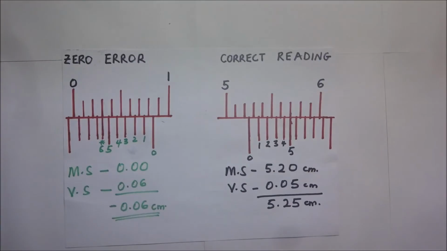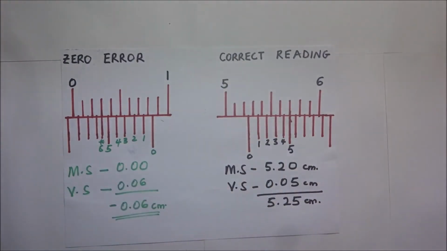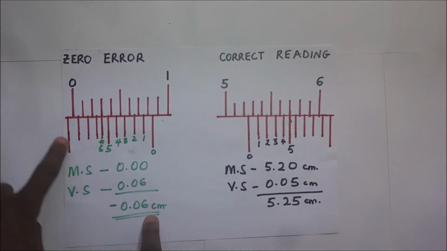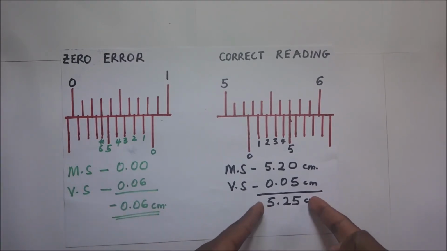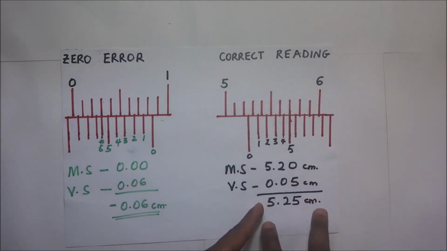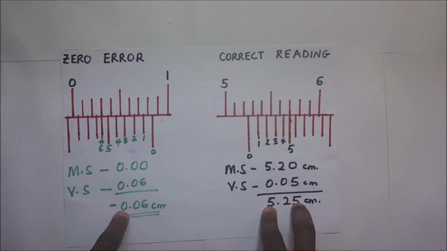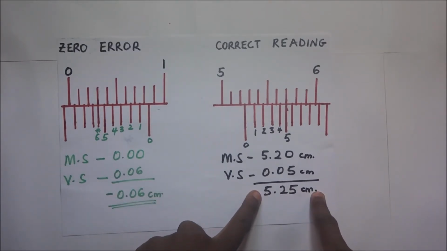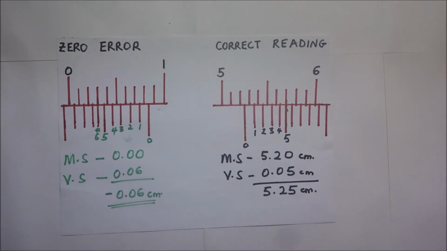So this is going to become 5.25. I mean, this is the reading of this Vernier scale, but remember, when this thing had been fully closed, it was having reading negative 0.06. So it means that to get the correct reading of this, we are supposed to get 5.25 and add this. So in this case, we're going to get the reading we've gotten here and we subtract the zero error still.